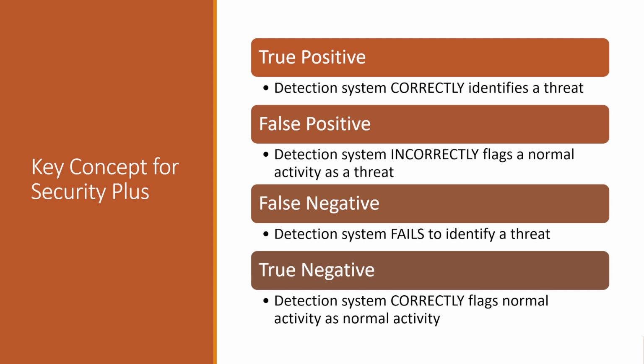Make sure that you understand key concepts like true positives. This is where the detection system correctly identifies a threat. A false positive is where a detection system incorrectly flags normal activity as a threat, so it might block something that needs to be going through. A false negative is where there's a threat and it fails to detect it. A true negative is where the detection system correctly flags normal activity as normal activity. Know these for the test.